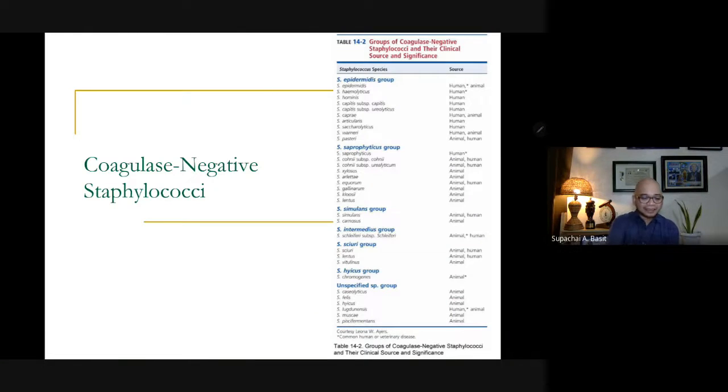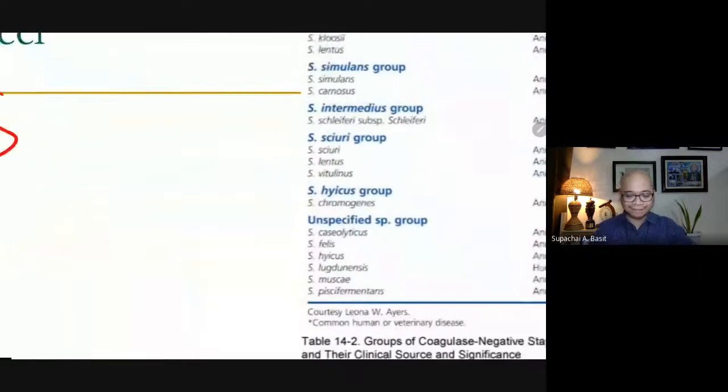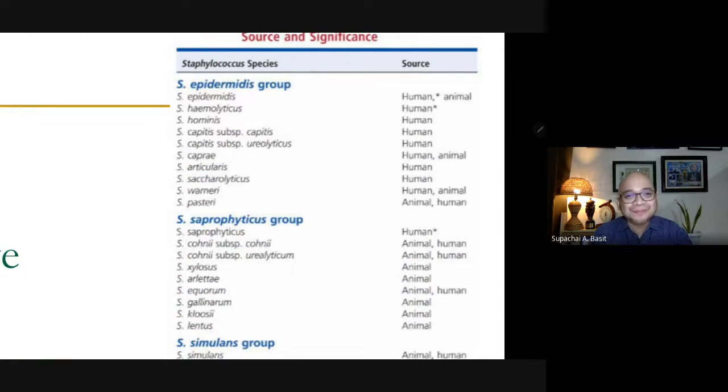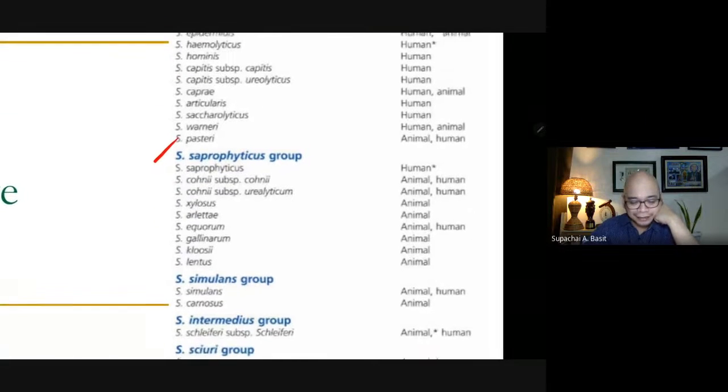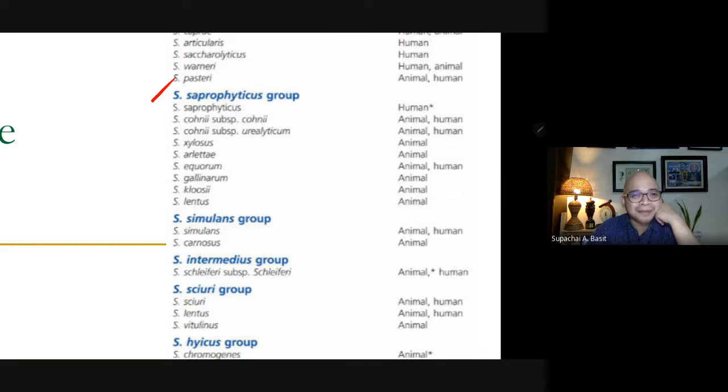And these are the CoNS. So we have several groups: the epidermidis group, which has quite a lot, but the one that is very significant is Staphylococcus epidermidis, and the saprophyticus group. Under the epidermidis group, you have hemolyticus, hominis, capitis, caprae, arlettae, warneri, and pasteuri. Under the saprophyticus group, we have saprophyticus, cohnii, xylosus, arlettae, equorum, gallinarum, kloosii, and lentus.